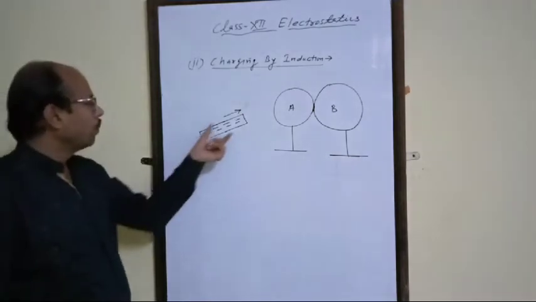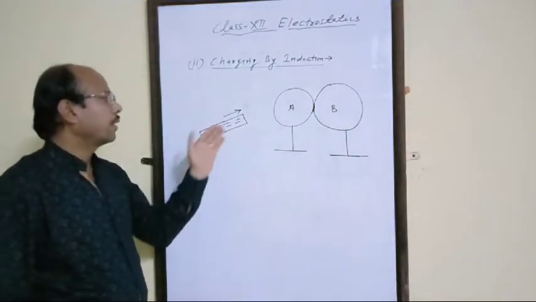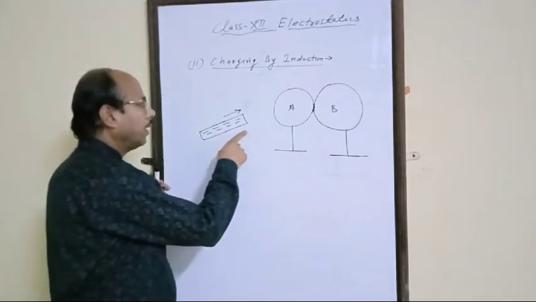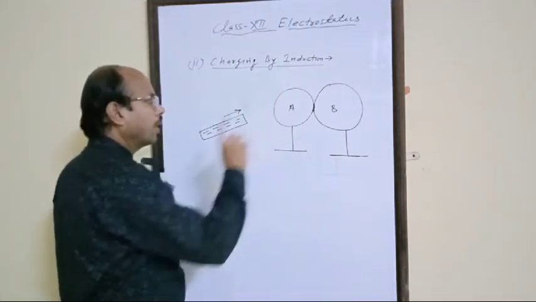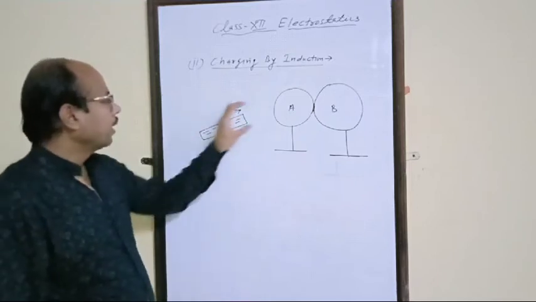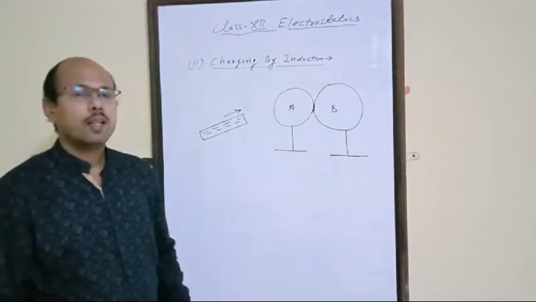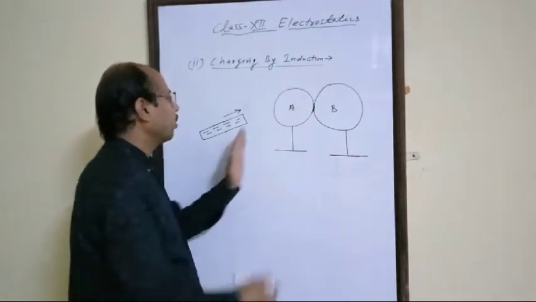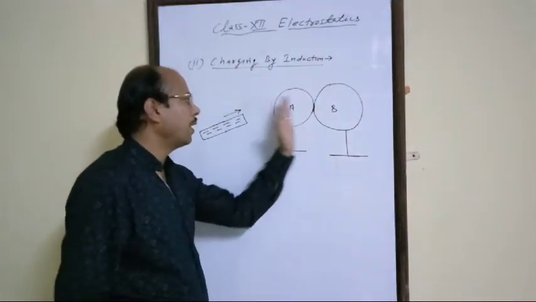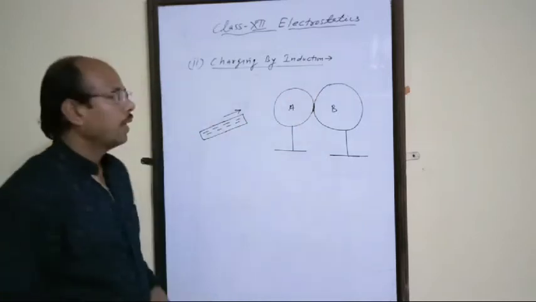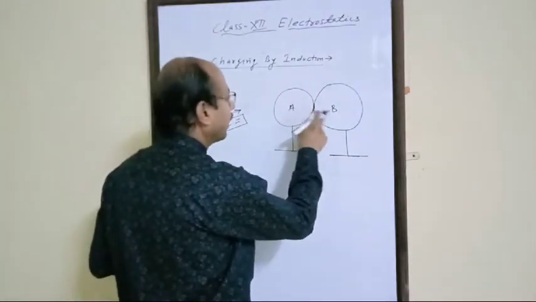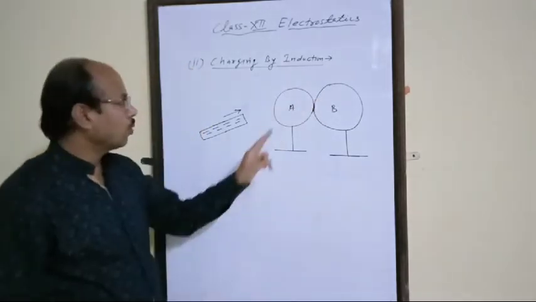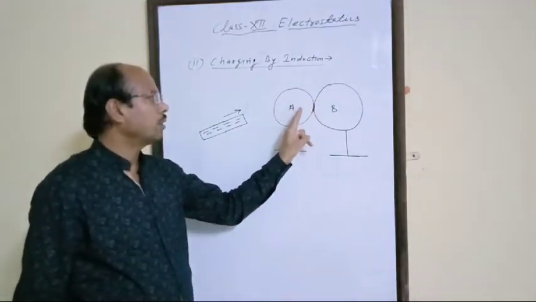Let us suppose we bring a negatively charged plate near sphere A. Negative charge plate sphere A के just पास में ला रहे. इससे क्या होगा? What will happen? All electrons of sphere A have a tendency to move to this side. And since these two are connected, electrons have a conducting path between A and B.